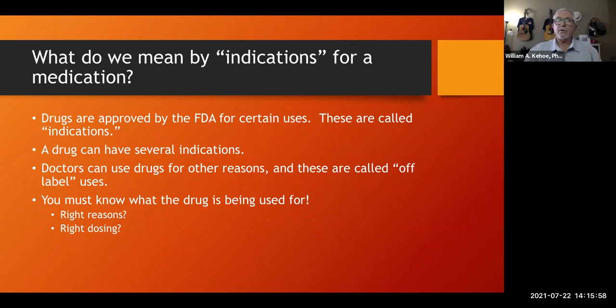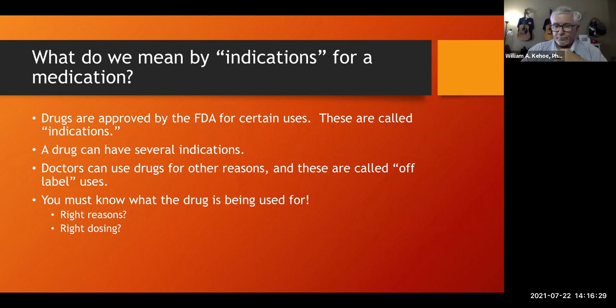So the company will develop this drug and they'll take it through the various phases of clinical trials to bring it to market. And they do those trials eventually in patients who have high blood pressure or hypertension. And they demonstrate that this drug does in fact lower blood pressure. So the FDA approves this drug for the indication of hypertension or high blood pressure.